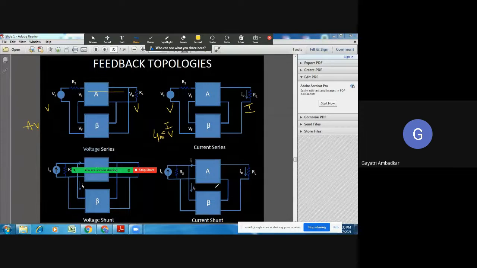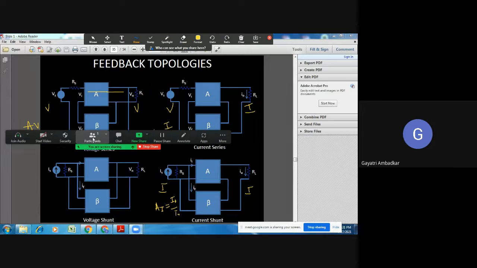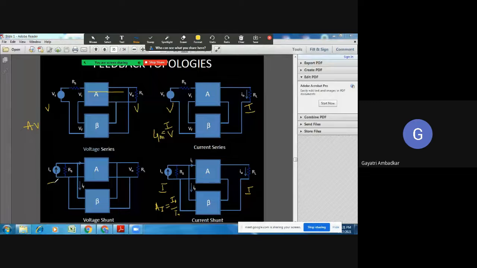Look at current shunt. Input is current, output is also current. Which amplifier is this? Current amplifier. I will write its gain as AI, which is equal to output current upon input current. Look at this amplifier. What is input? I. What is output? Shunt connection, it means voltage. So I will write its gain as ratio of V to I. Which amplifier is this? Transresistance amplifier. Very good. So feedback topology you can relate with the basic amplifiers that we have learned.